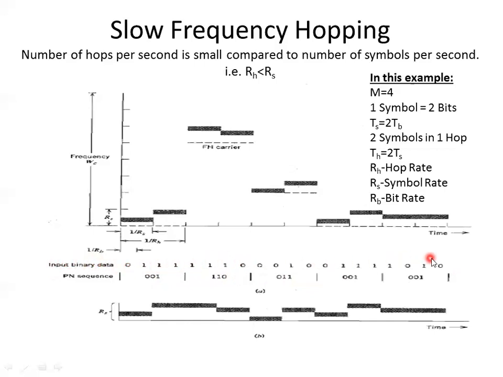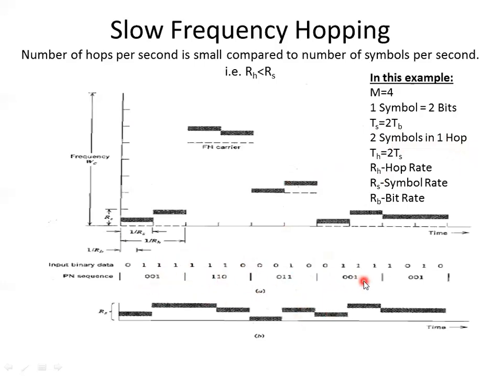This is the input binary data, which is a sequence of zeros and ones. And in this example we assume that one symbol is equal to 2 bits. So 2 bits together form one symbol. 0, 1 together forms one symbol, 1, 1 second symbol, 1, 1 third symbol, 1, 0 fourth symbol, etc. And 2 symbols in one hop. What is one hop now? How many hops are there in this example?